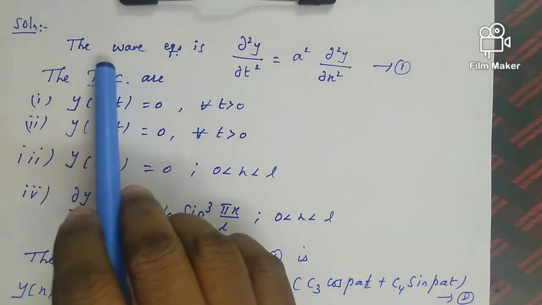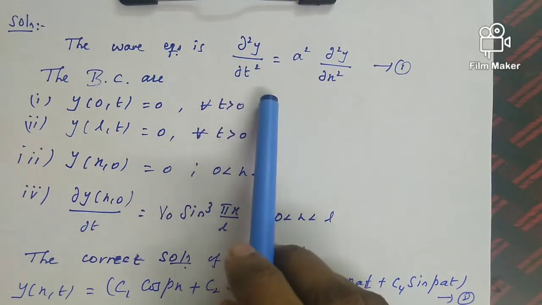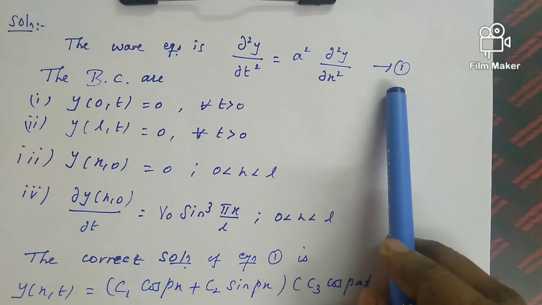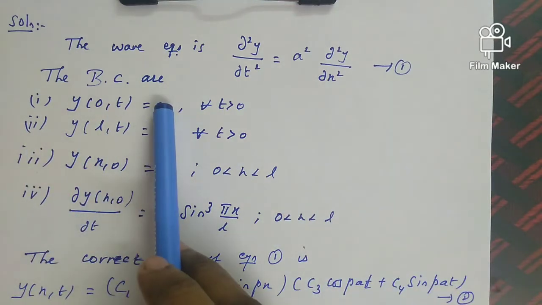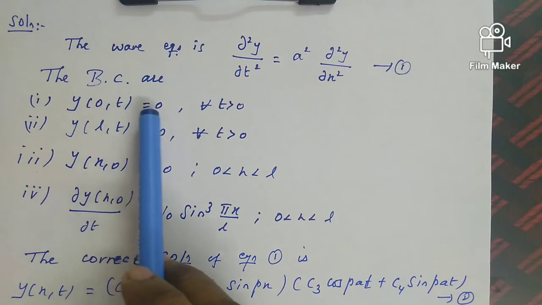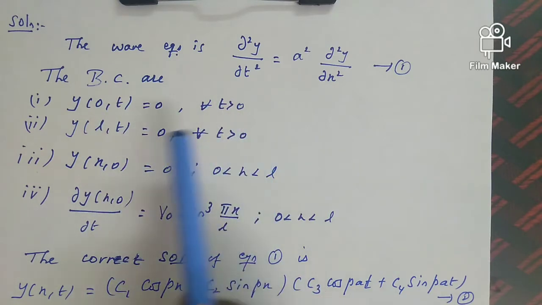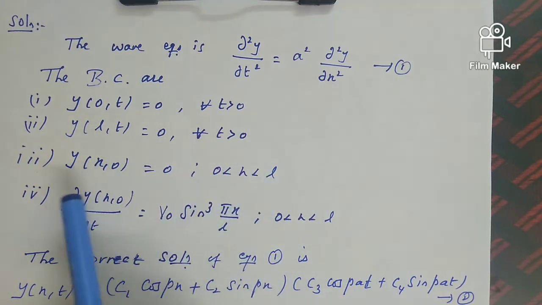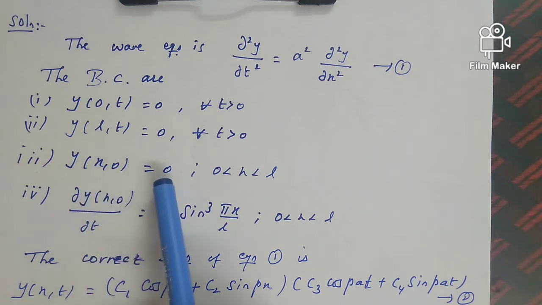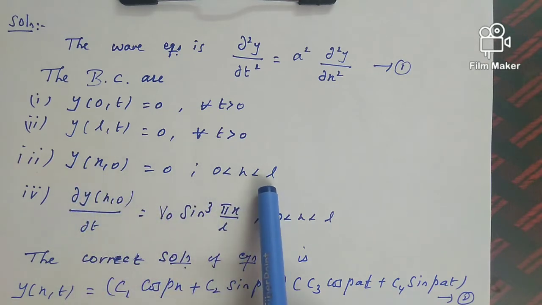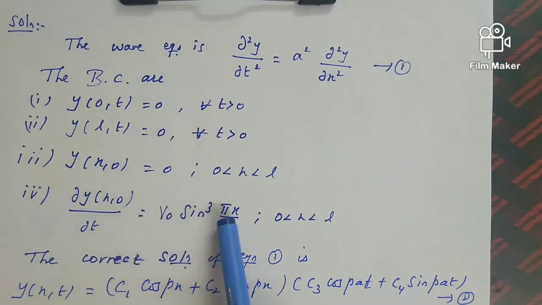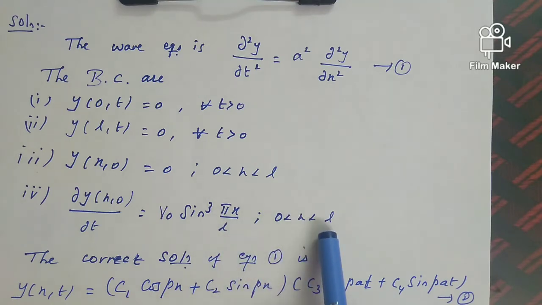So look at the solution. The one-dimensional wave equation is dou square y by dou t square equal to a square dou square y by dou x square. We can call this equation 1. The boundary conditions are: first, y of 0 comma t equal to 0 for all t greater than 0. The second one is y of L comma t equal to 0 for all t greater than 0. And the third boundary condition is y of x comma 0 equal to 0 such that 0 less than x less than L. And the fourth boundary condition is the initial velocity equal to v naught sin q pi x by L, 0 less than x less than L.